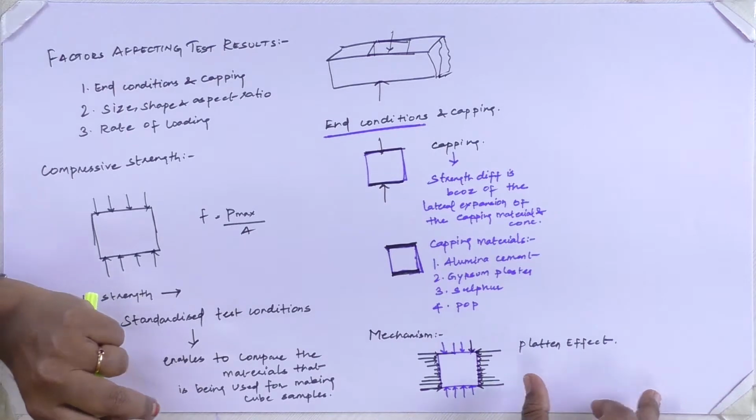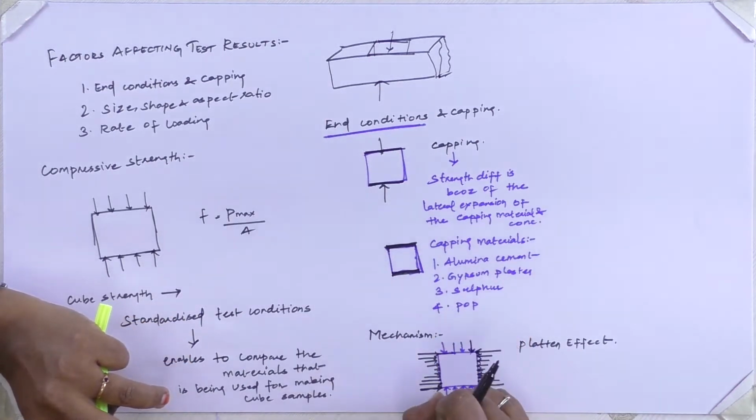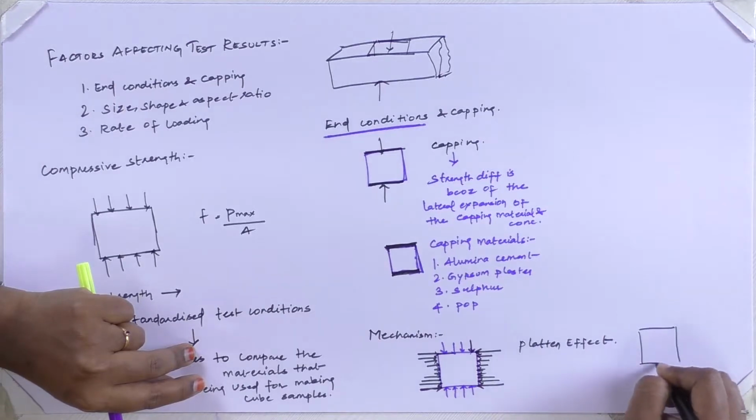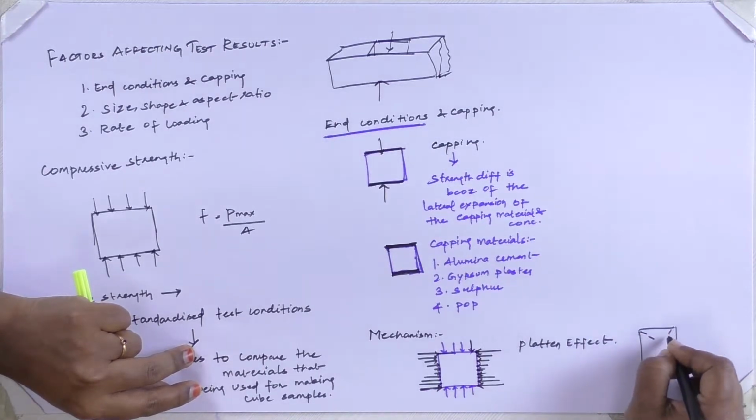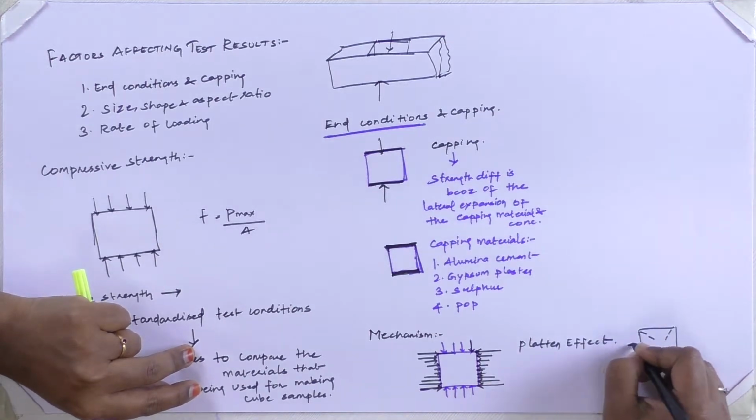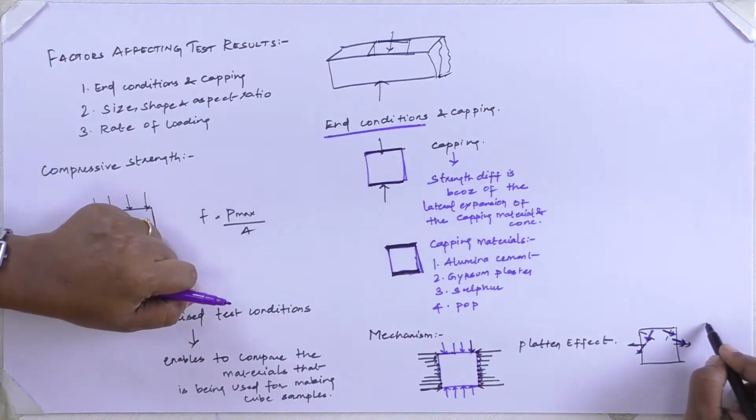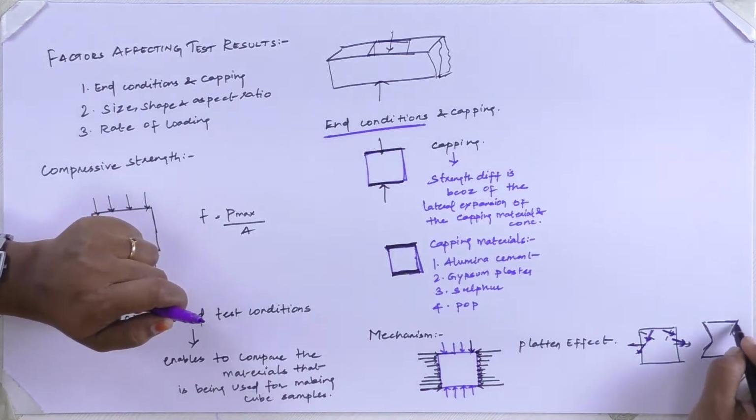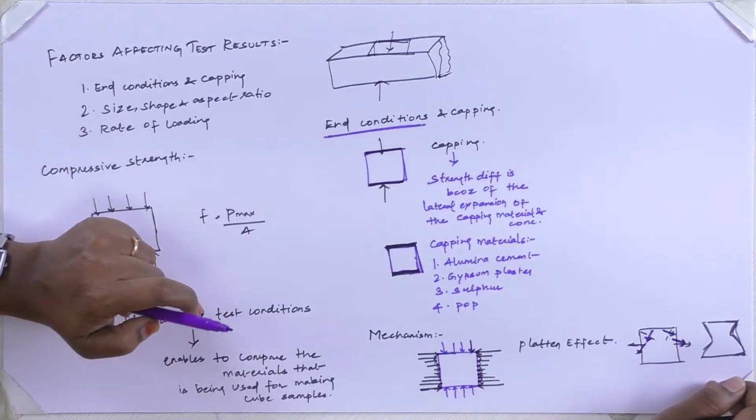This is called the Platen effect. However we are trying to apply a uniaxial compressive force, the material will try to compress, but this frictional force will act in this manner, and this is the reason why we got the shape of failure of the uniaxial specimen in this shape.